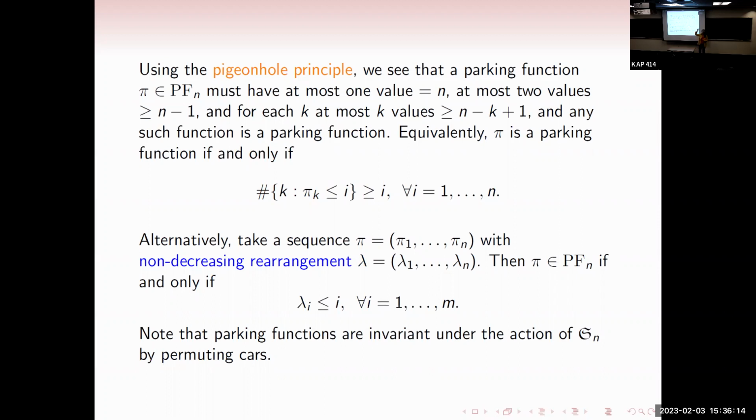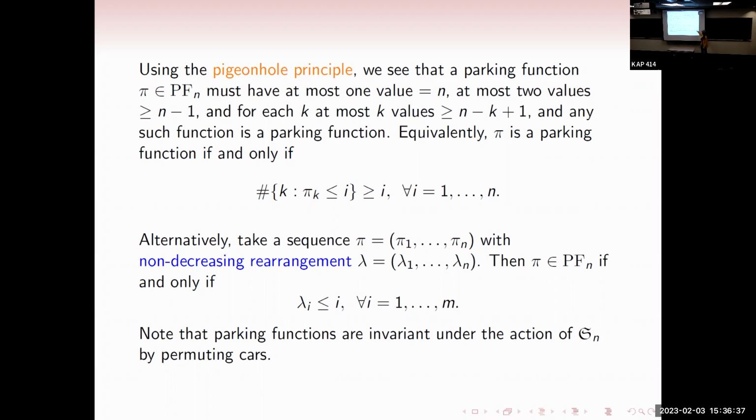And then you write it in another way, you get this. And then there is another way to see this pigeonhole principle, by looking at the non-decreasing rearrangement of the preference sequences. So if we form the non-decreasing rearrangement, we will have lambda i is less than or equal to i. And then these two conditions are equivalent under shifted coordinates.